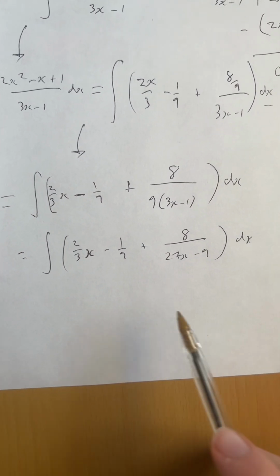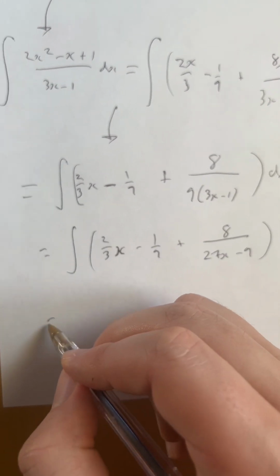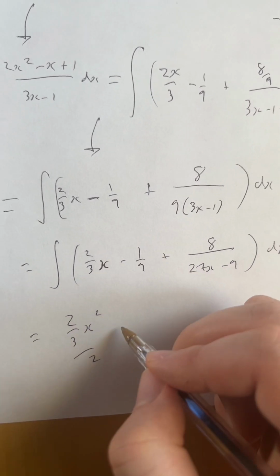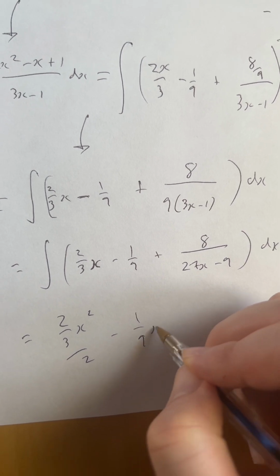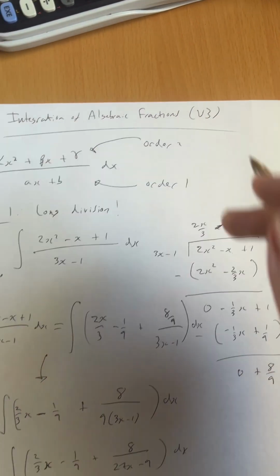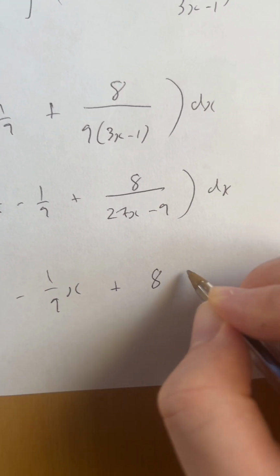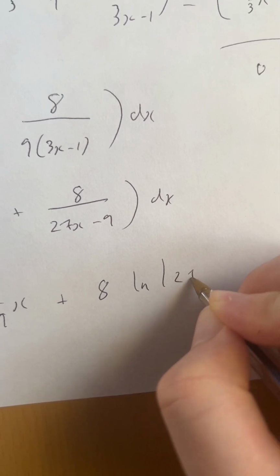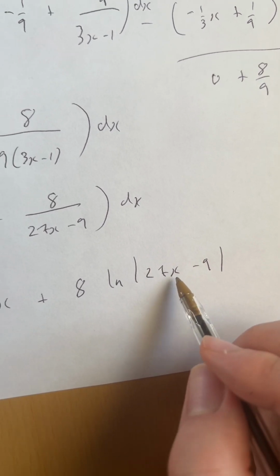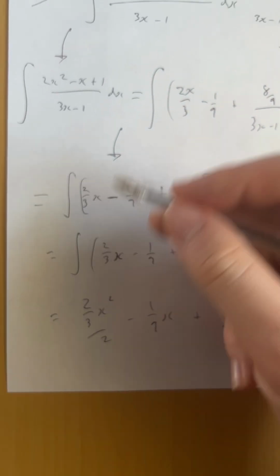So now we're integrating this. Using year 1 methods, we should know how to integrate 2 over 3 x. That is going to give us 2 over 3 x to the power of 2 divided by 2. Integrating minus 1/9, that's going to be minus 1/9 of x. And then integrating this, if you watched video 1 of integrating algebraic fractions, you should know how to do this. So this is going to be 8, and then ln modulus of 27x minus 9. The derivative of this linear expression is 27, so you divide by 27, and then plus c, because we have no limits with this question.